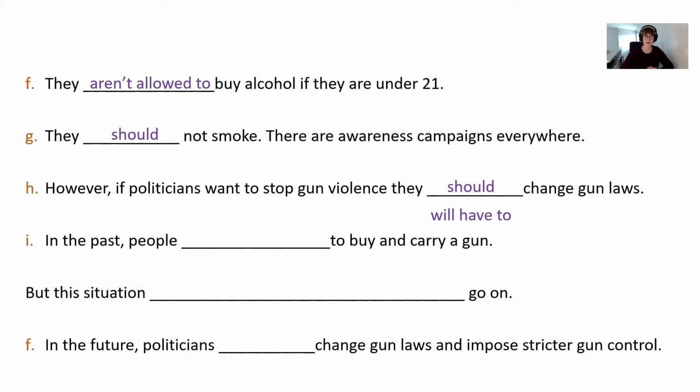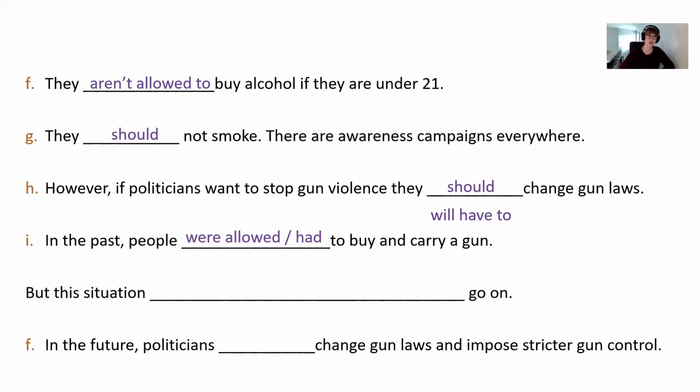In the past, people were allowed to buy and carry a gun. Dans le passé, les gens étaient autorisés à acheter et à porter un fusil. Or, in the past, people had to buy and carry a gun. Dans le passé, les gens devaient acheter et porter un fusil, notamment au début de l'histoire des États-Unis, parce qu'il y avait des ours et des loups.